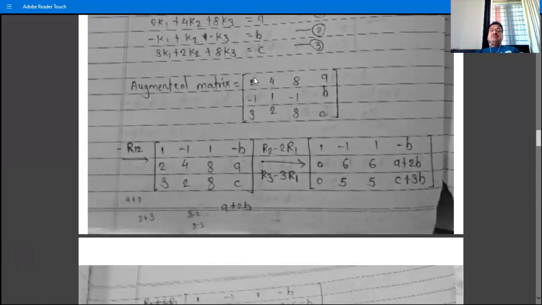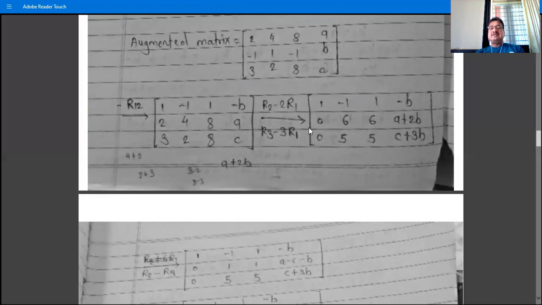So reduce this 2 to 1. The operation is R12, interchange the first and second row and change the sign of first row. Then we have 1, minus 1, plus 1, minus B as the first row. So after interchanging the first and second rows and changing the sign of the first row, we have this matrix. Then we have to reduce these elements to 0. In the first step we have 1 at this place, then we have to reduce these 2 and 3 to 0. So the operations are R2 minus 2 R1 and R3 minus 3 R1.